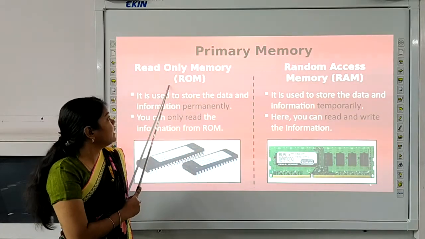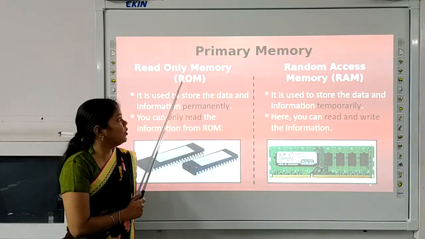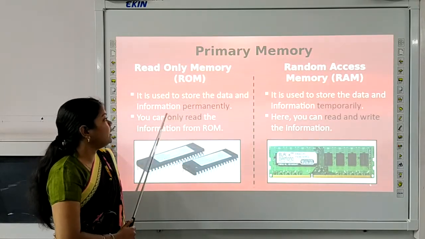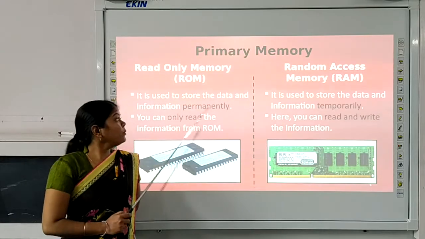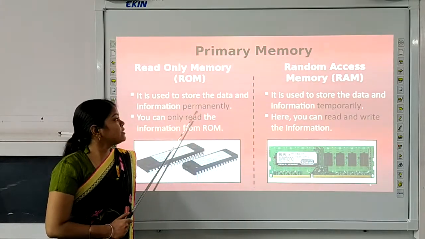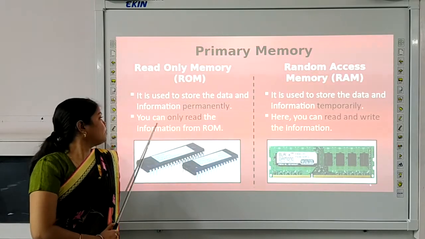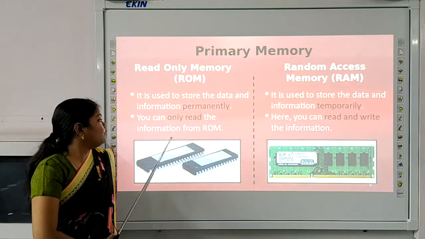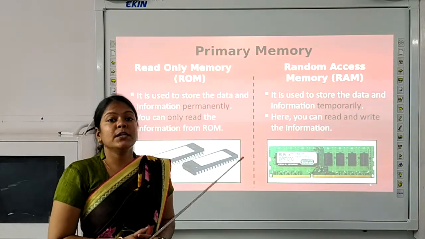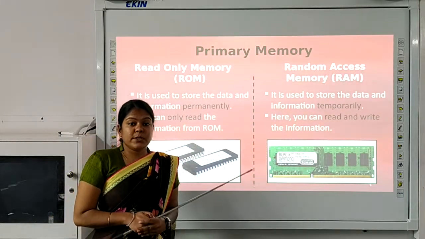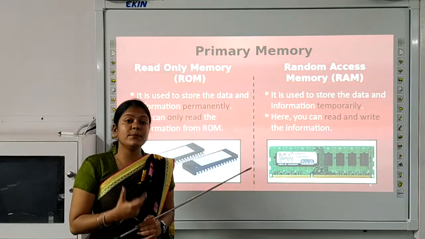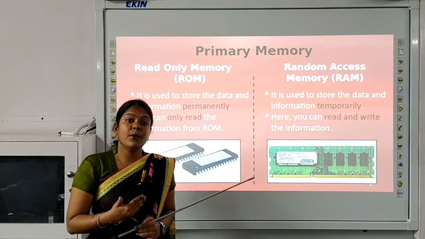Our first type is read only memory, that is ROM. It is used to store the data and information permanent. ROM is essentially required for the working of the computer. It can store the data permanently. You can only read the information from the ROM. One more thing about the ROM, that is, data is stored on the ROM chips which are placed inside the system cabinet. ROM chip ke andar data kab store hota hai, student? When the computer is manufactured.